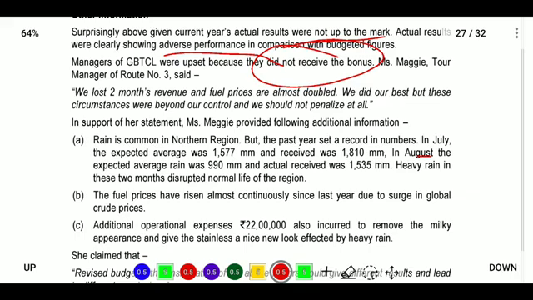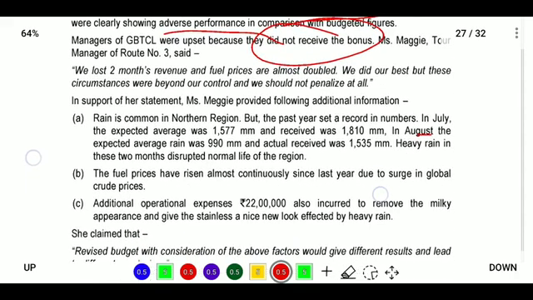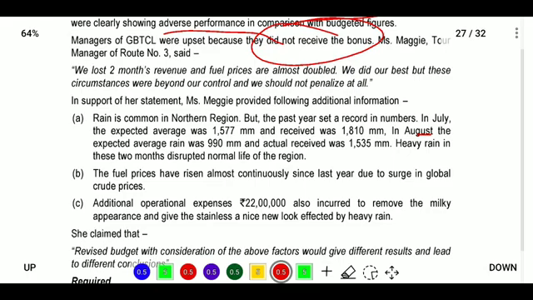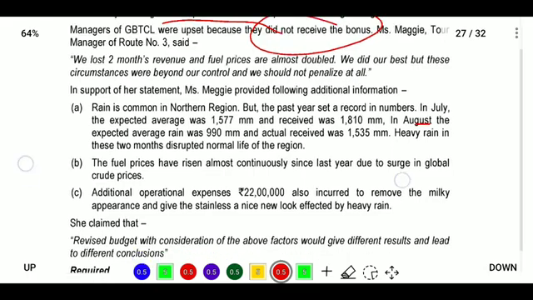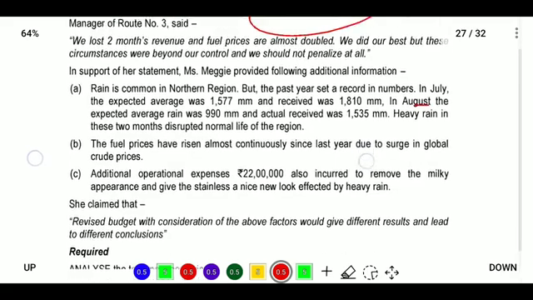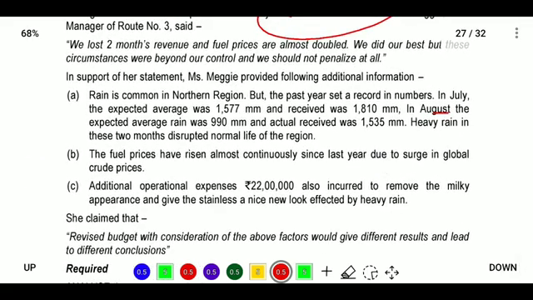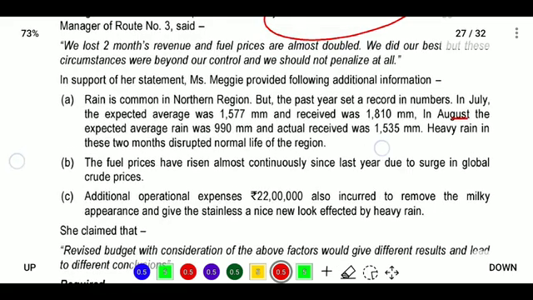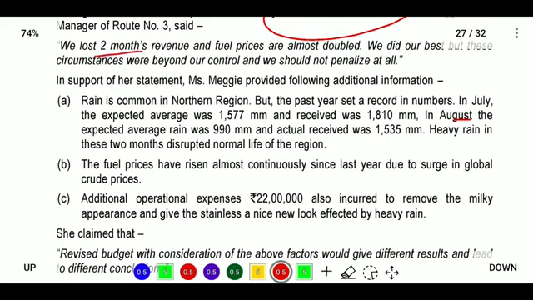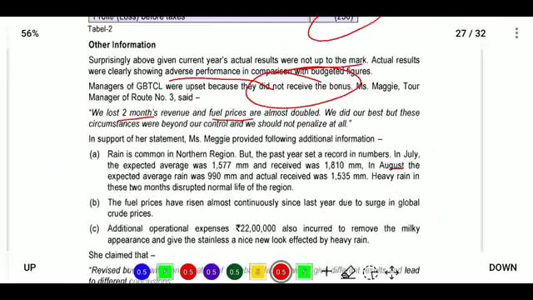Mr. Maggie, tour manager, route number 3, said that, sir, we are not giving bonus. But what is the reason? The loss is not in our control. He is explaining his way. Because of this happening, we got the loss. We lost 2 months of revenue, because fuel prices almost doubled. We decided one fuel cost, but actually it was different, and we did our best. These circumstances were beyond our control, so we should not be penalized at all.